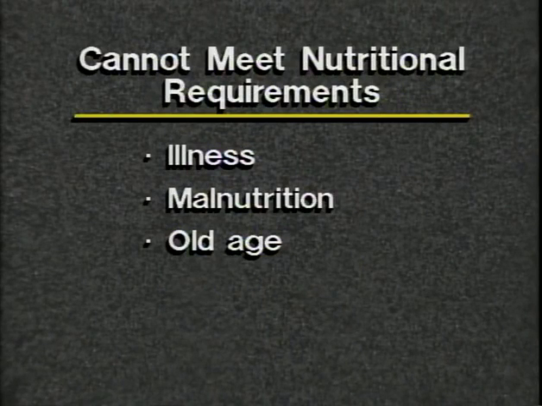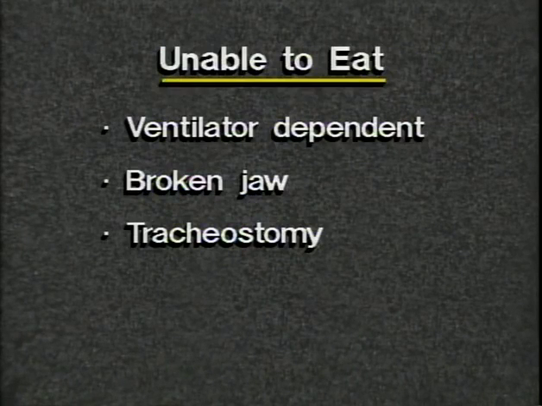The second group is those who cannot meet their nutritional requirements through oral intake alone, such as patients who are malnourished because of a limited intake due to an underlying illness, chronic malnutrition, or old age. The last group includes those patients who are unable to eat but have no impairment of the swallowing or gag reflexes, such as the ventilator-dependent patient and the patient with a broken jaw or a tracheostomy.